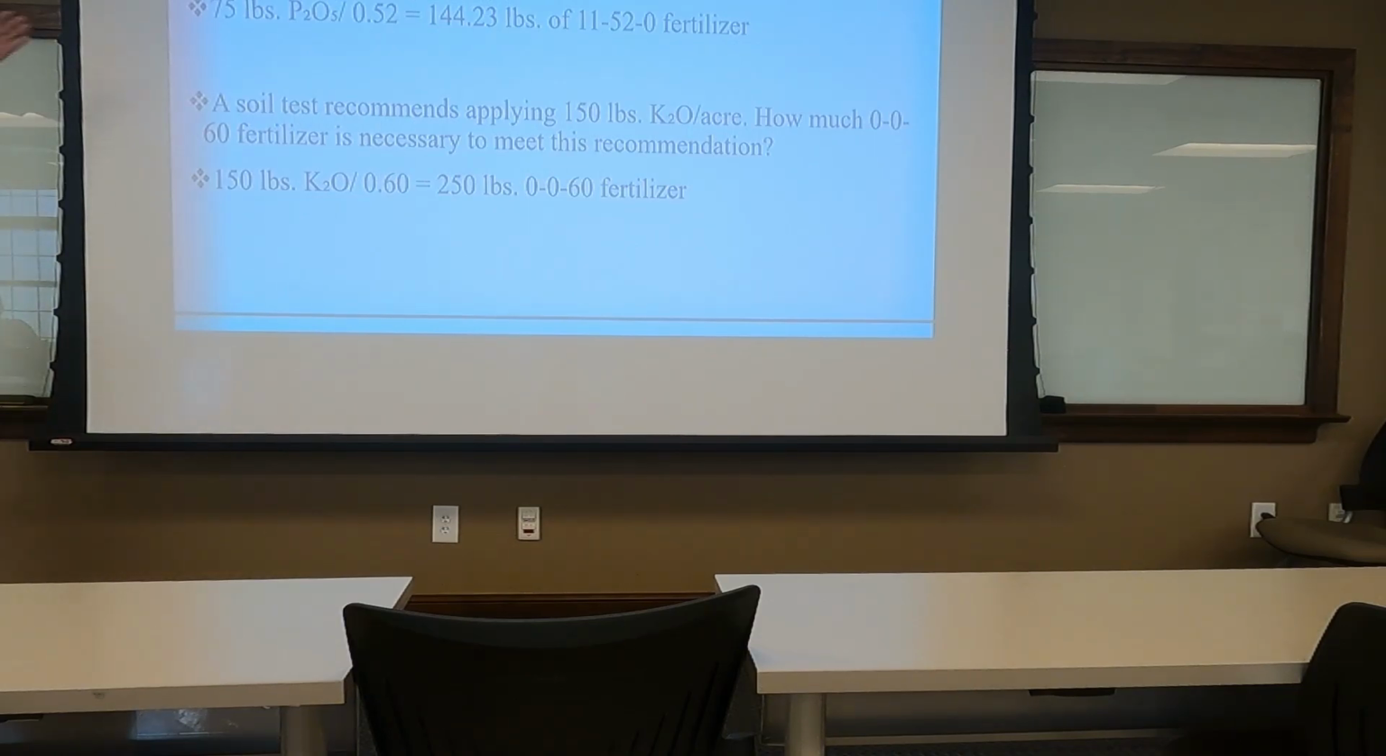So for P2O5, same thing, we do a rate over analysis. Our analysis for this fertilizer is 11-52-0, so 52% of this fertilizer is going to be P2O5. Rate over analysis, we know that we need about 144 pounds of 11-52-0 in order to meet this recommendation. I'm going to go over this on the board so that we can keep this straight, but just to get some concepts into the brain so that we can understand where I'm getting these numbers from and how I'm doing this. But I'm going to walk you straight through it, rate over analysis.